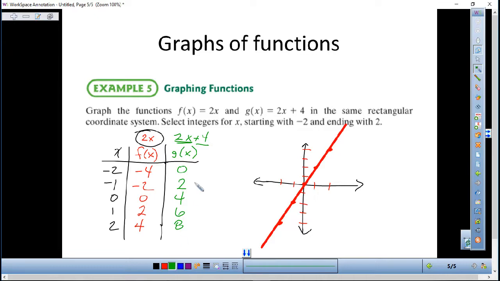All right, so when I go back and do this one, remember, for each one of these points, it just shifts up 4 units. We're going to see that as we start adding our points in here. So when x is -2, instead of being at -4, I'm at 0. So -2, 0. -1, 2.